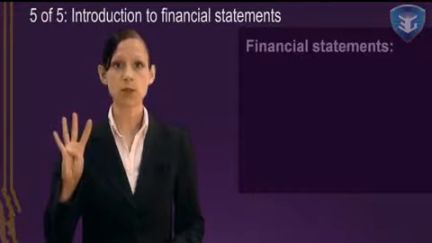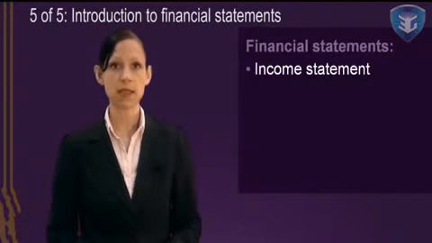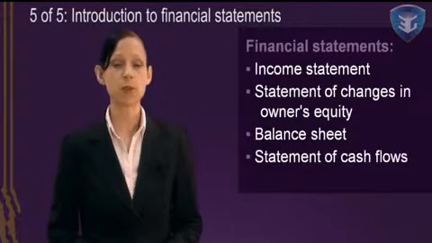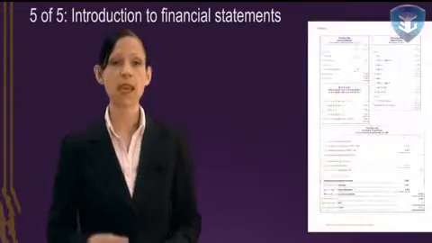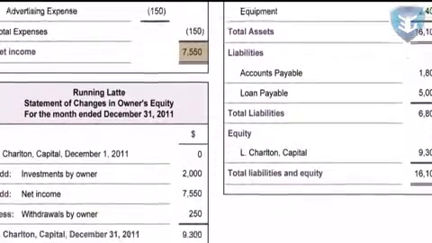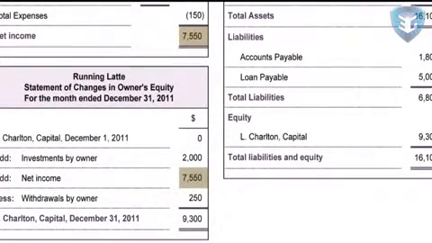The four major financial statements are the income statement, statement of changes in owner's equity, balance sheet, and the statement of cash flows, which we can see in our Padisco textbook. The income statement summarises the revenues earned and expenses incurred over a period of time, which results in the net income or net loss of the business. Notice that net income is actually an input in the statement of changes in owner's equity.